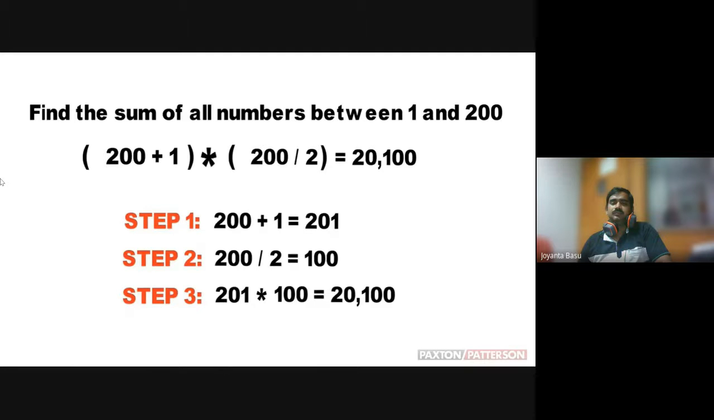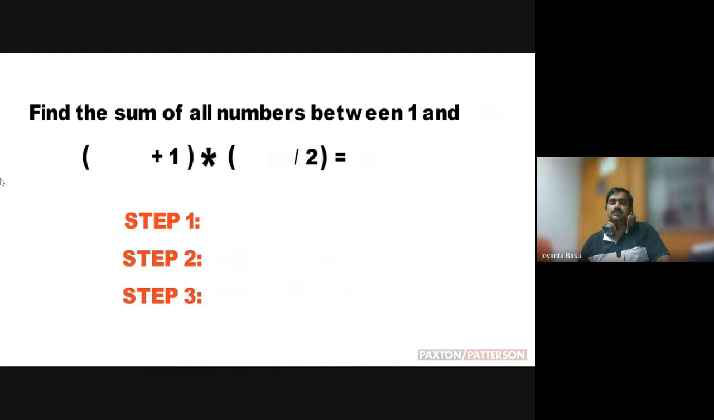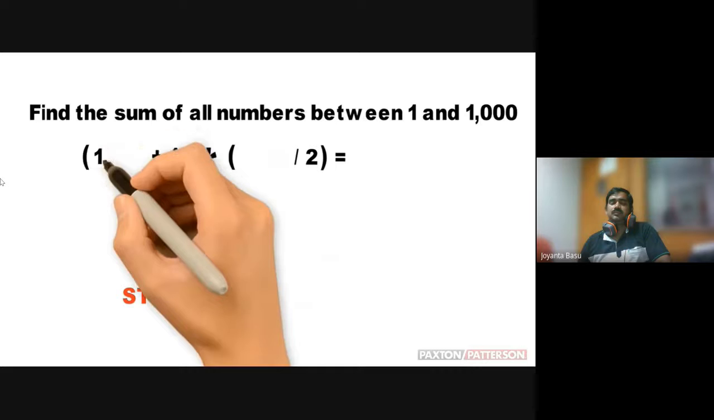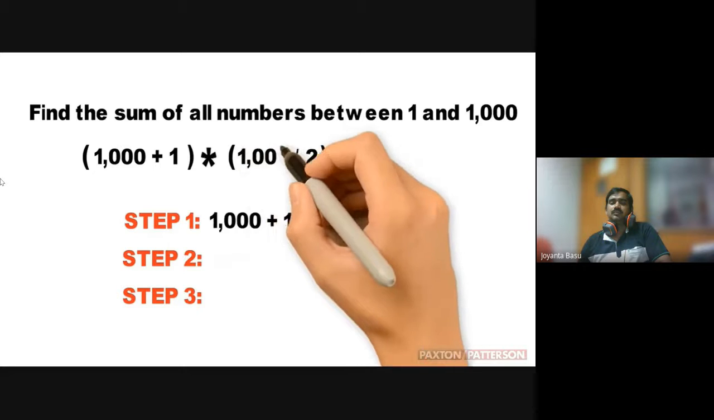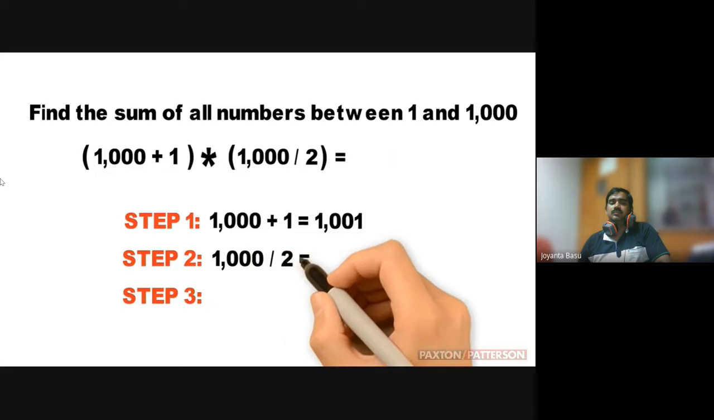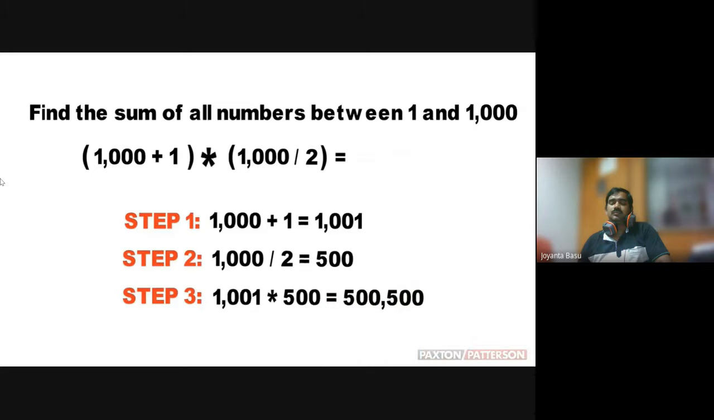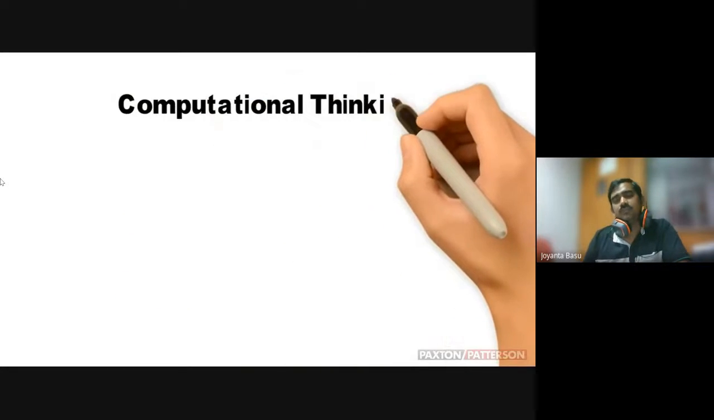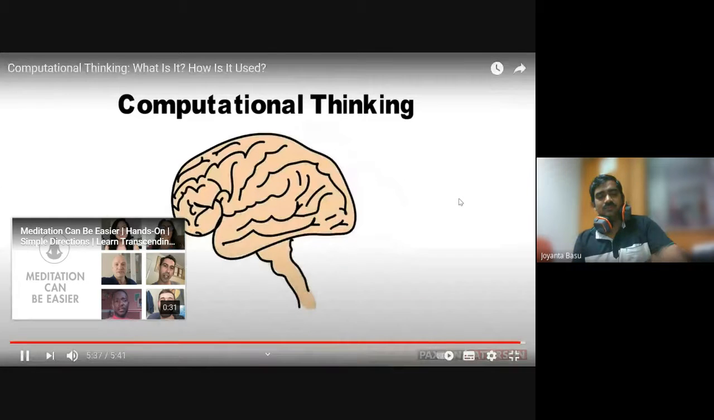This algorithm can be used to find the sum of all numbers between 1 and any number. Let's see how it works with 1,000. Erase the 200s. Now find the sum of all numbers between 1 and 1,000. 1,000 plus 1. 1,000 divided by 2. Multiply them together, and we end up with 500,500. Computational thinking can be used to solve problems that may previously have seemed impossible to solve. It is a powerful skill. You can use it for life.